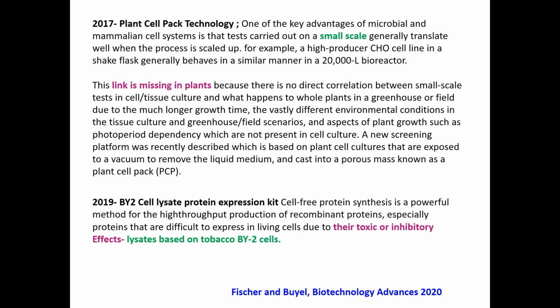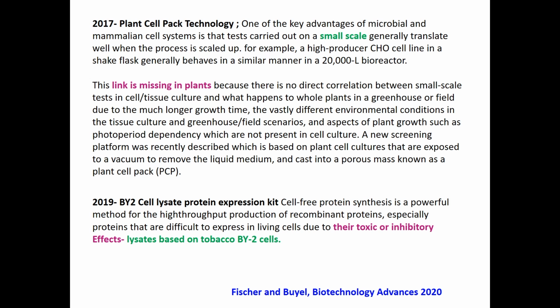In 2017, they created a small technology, that is plant cell pack technology. One of the key advantages of microbial and mammalian cell systems is that tests carried out on a small scale generally translate well when the process is scaled up. For example, a high producer CHO cell line in a shake flask generally behaves in a similar manner in a 20,000 liter bioreactor.